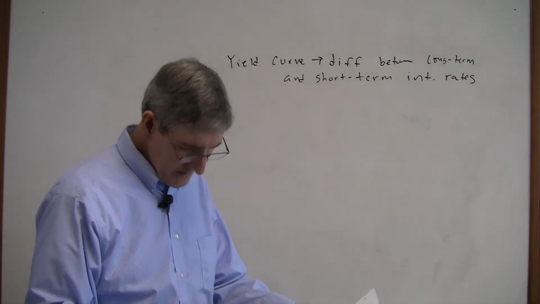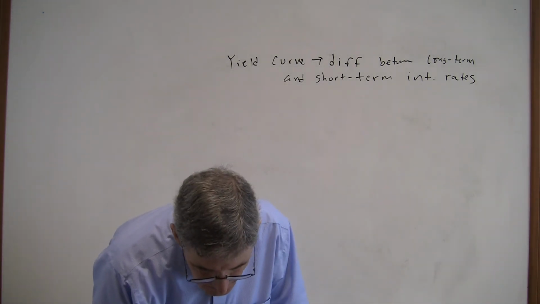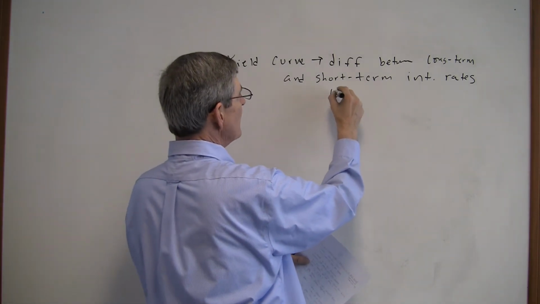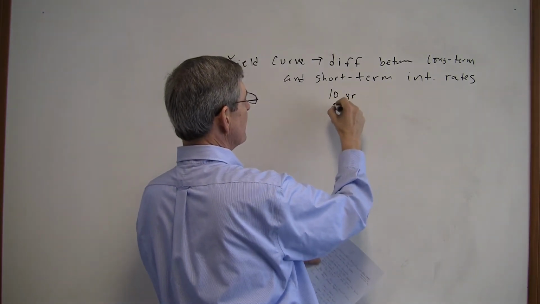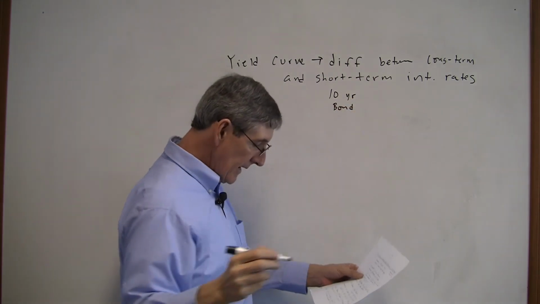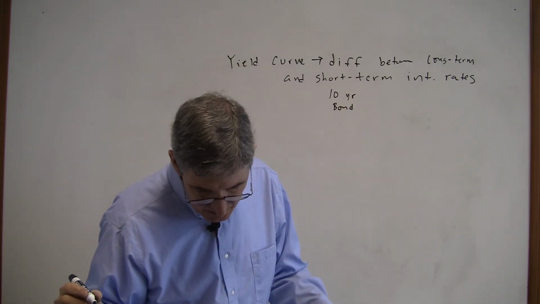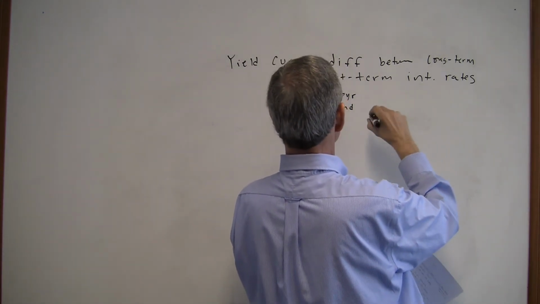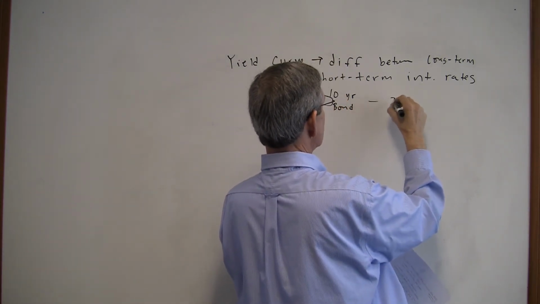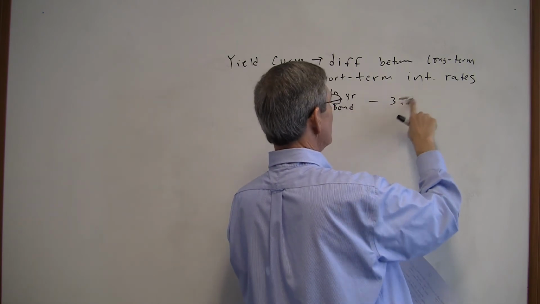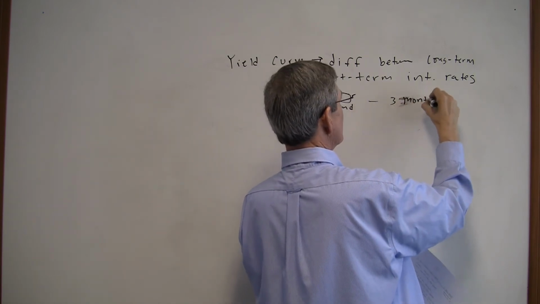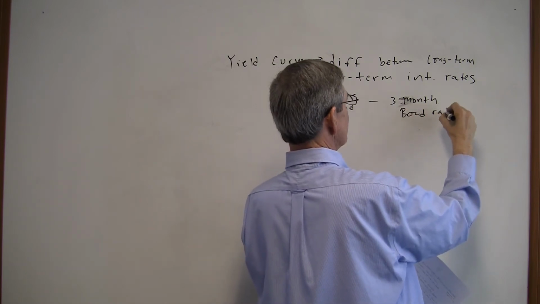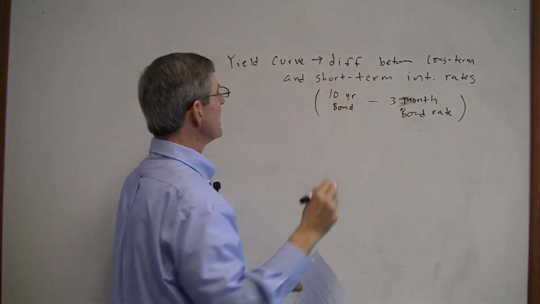Let's see, which ones do they use? Yeah, that's pretty standard. So they're going to use the 10-year bond rate minus the 3-month bond rate. So it'll be the 10-year bond minus the 3-month bond rate. So that's called the term spread.